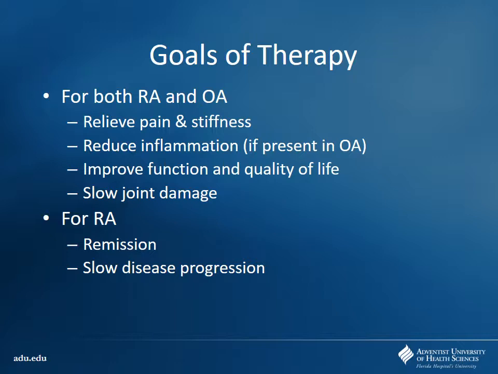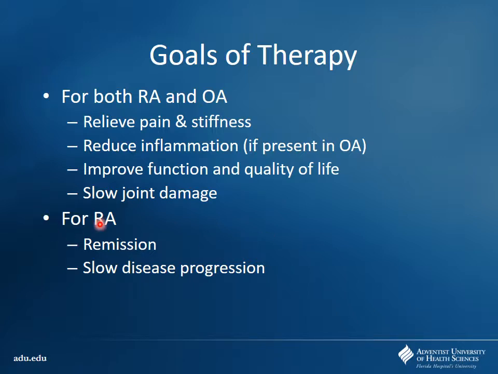to try to relieve pain and stiffness. We want to try to get rid of that inflammation. Again, with OA, it's not always going to be inflammation present. It may just be more pain from the actual mechanical issues there. But reduce inflammation and try to improve function, right? So if we can get them moving around more, that's going to be the best thing for them, help improve quality of life, and try to slow down that joint damage.